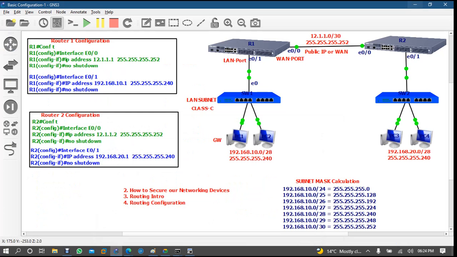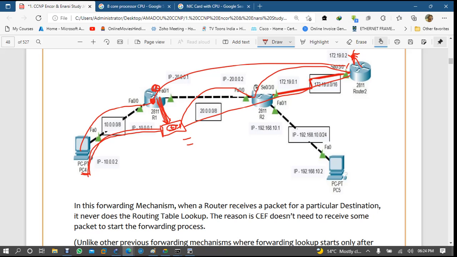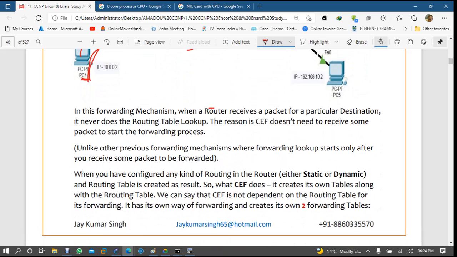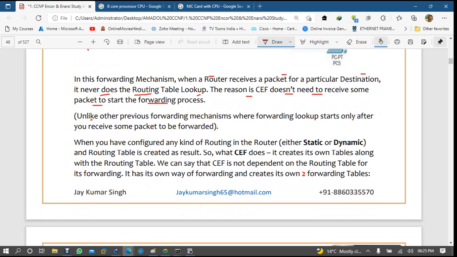So it's like a schedule of everything. Yes. CEF is used in the new technology routers. In this forwarding mechanism, when a router receives a packet for a particular destination, it never does the routing table lookup. The reason is CEF does not need to receive a packet to start any kind of forwarding process. There is no process. It just copies the information, and whoever wants to go, just comes, takes the information and goes to the destination simply. Unlike the previous forwarding mechanisms, where the forwarding lookup starts only after you receive some packet to be forwarded, here the CEF is already there. If you are coming, take the information and go. It's not that when you come, at that time I will look for CEF.